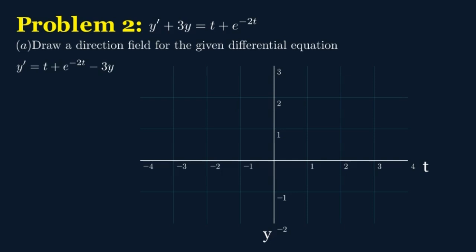Here is the equation again. We will leave the y prime alone and plug in t and y values. Now we draw the slope at the point t equals 1, y equals 1.